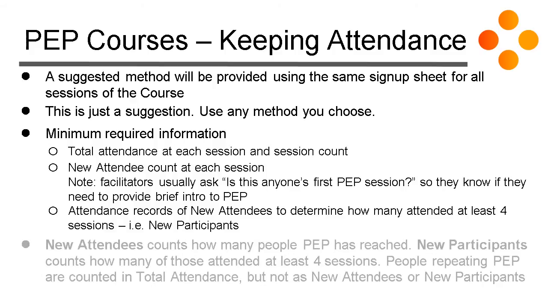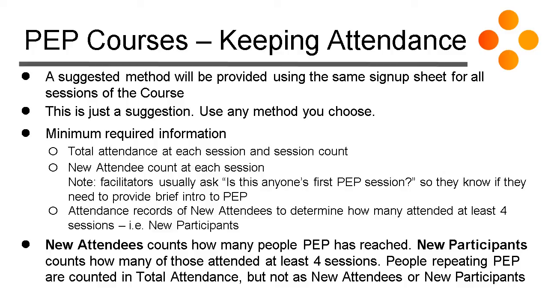The reason for tracking new attendees and new participants is that TPRF wants to know how many individuals PEP has reached and how many of those stayed with it for at least 4 sessions. Repeat attendees are great too. Count them for total attendance, but not as new attendees or new participants.